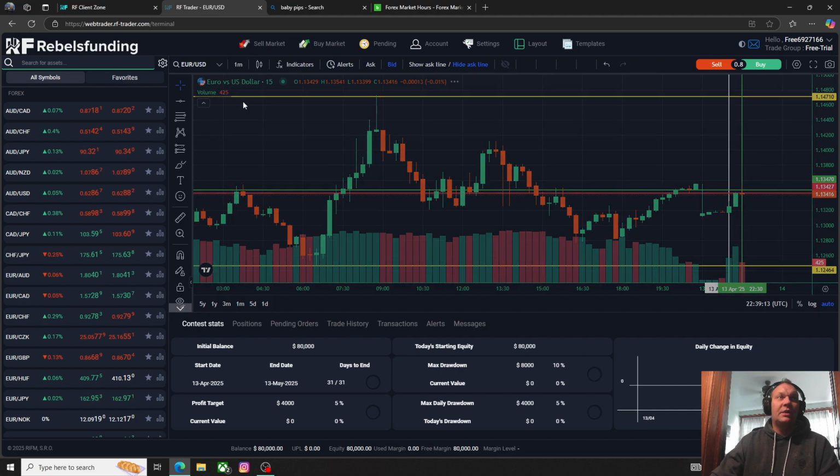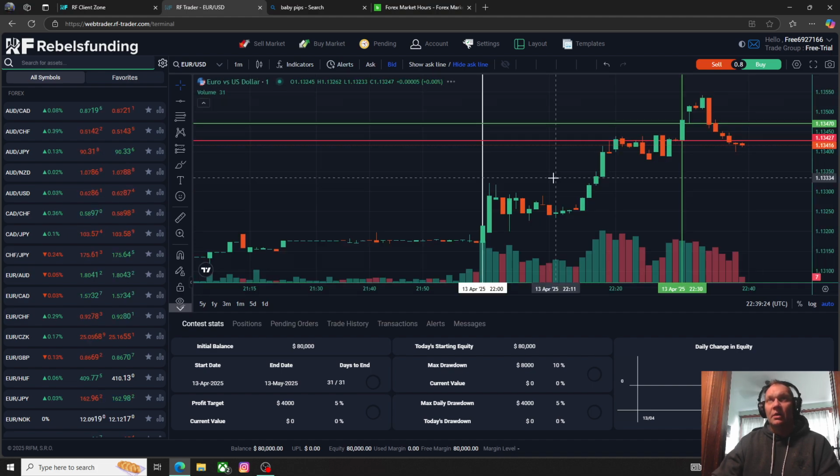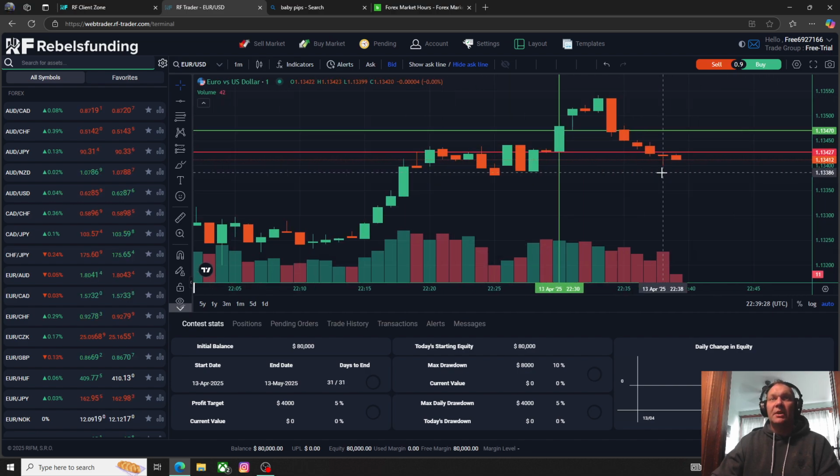Get off 15, go back to 1. I'm curious to see how this is going to work out. And it might not even be a trade. It might not even be a viable trade, just because of the way it's wanting to go.